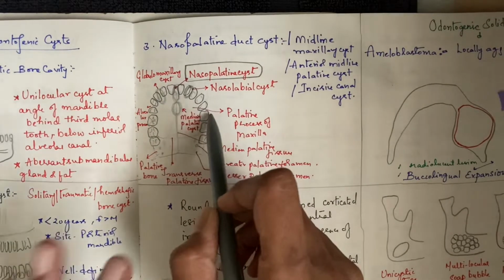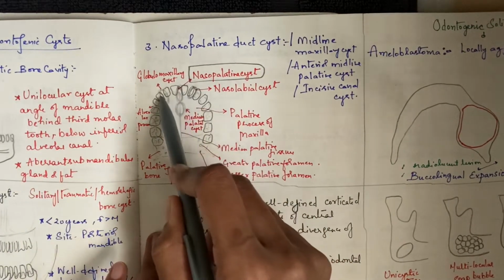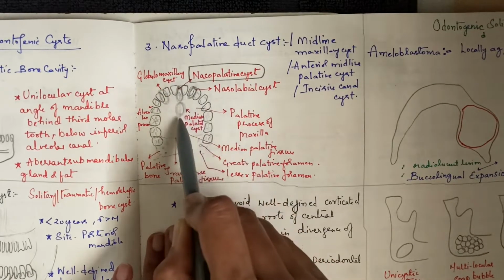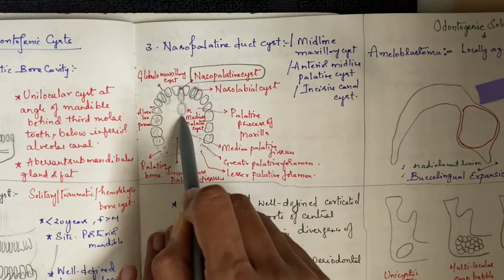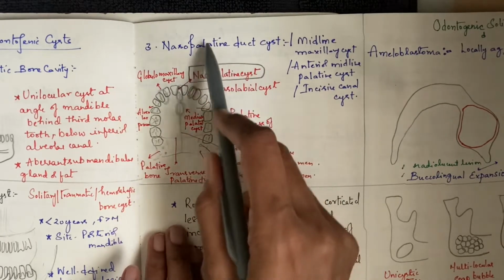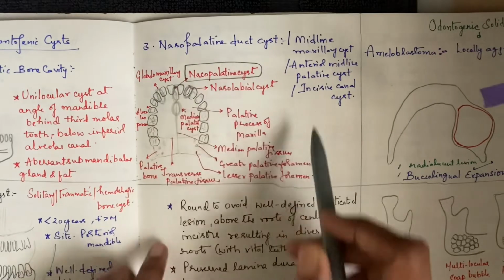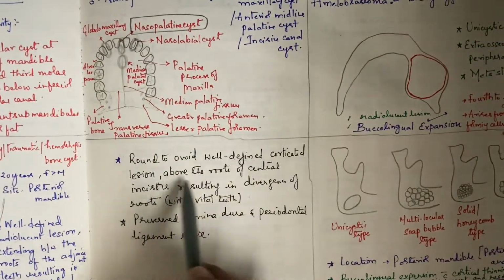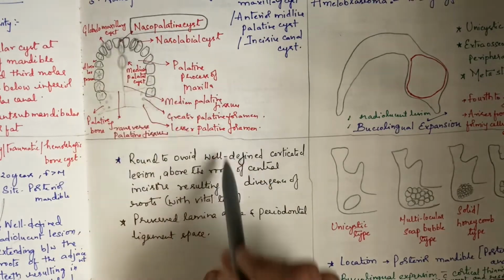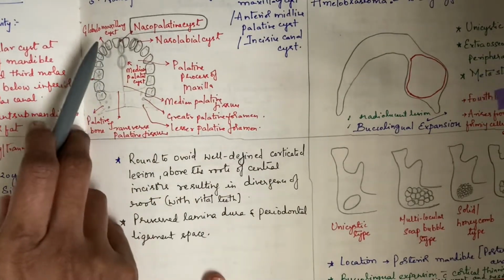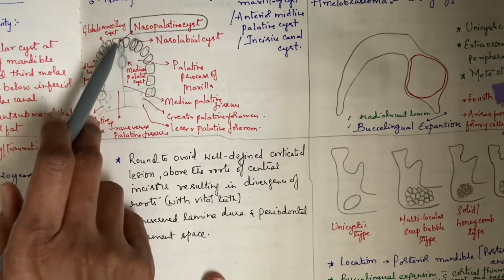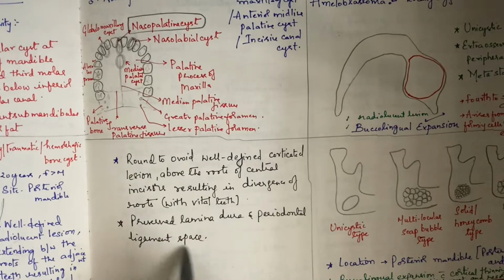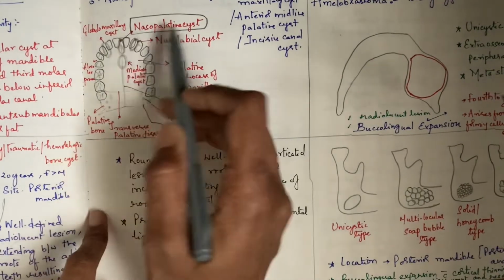Here we get 4 types of cyst: globulomaxillary cyst, nasolabial cyst, median palatal cyst and nasopalatine cyst. The one we are reading now is nasopalatine cyst. It's a round to ovoid, well-defined, corticated lesion above the roots of the central incisors, resulting in divergence of roots with vital teeth. There is preserved lamina dura and periodontal ligament space. This is the nasopalatine cyst.